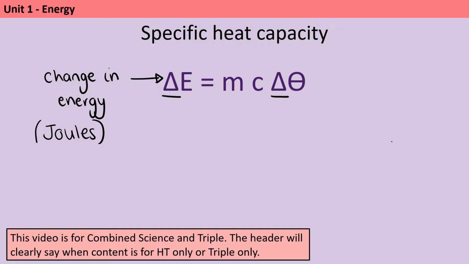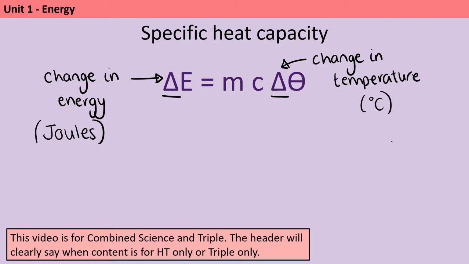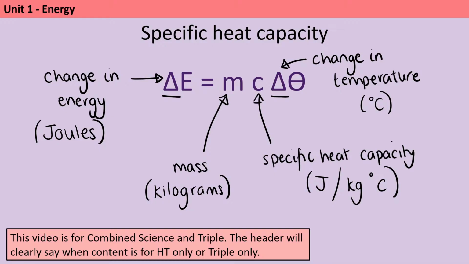And then likewise, this delta theta on the right-hand side, that's the change in temperature. So, of course, it's measured in degrees C. Then we've got mass in kilograms. And then the tricky one is specific heat capacity. And this is going to be measured in joules per kilogram per degree C.